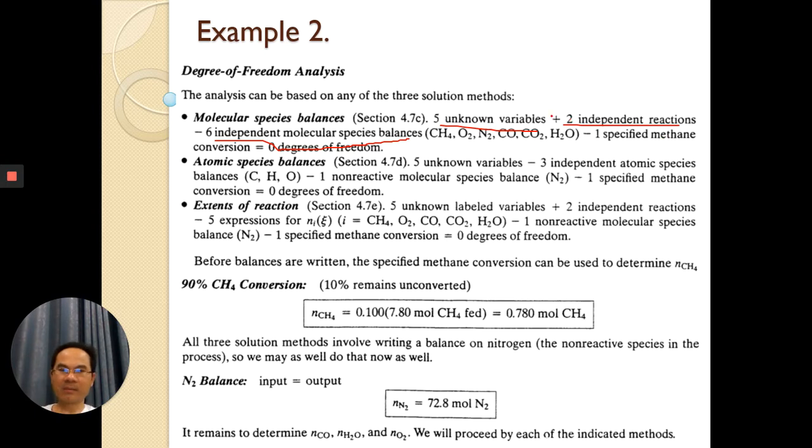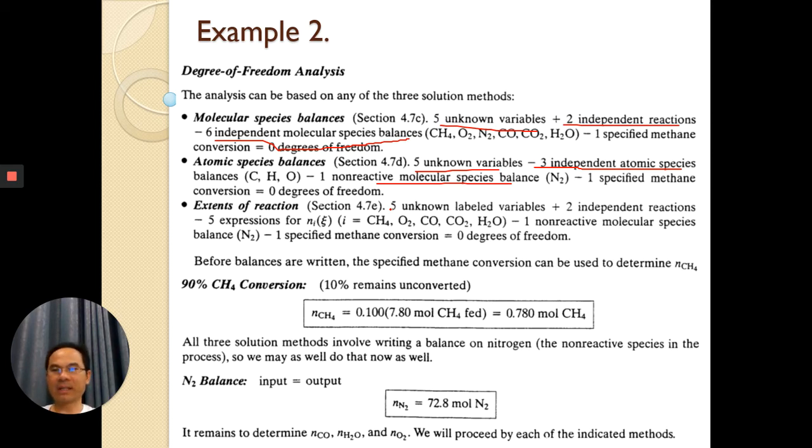For the atomic species balance, we have 5 unknowns also. And we have 3 atomic species, right? Carbon, hydrogen, and oxygen. And 1 non-reactive molecular species balance, that is nitrogen. And 1 methane conversion, so we have 0 degrees of freedom. You can solve for the unknowns by atomic species balance also.